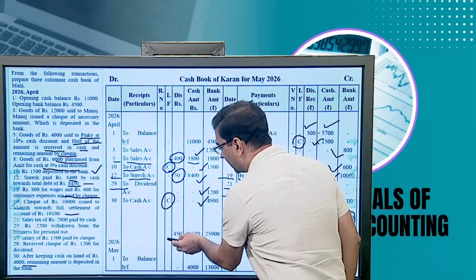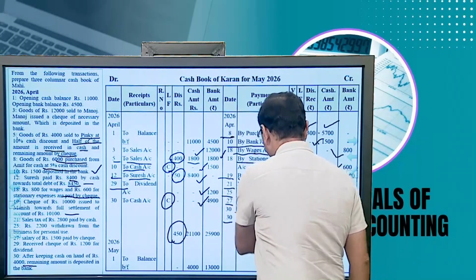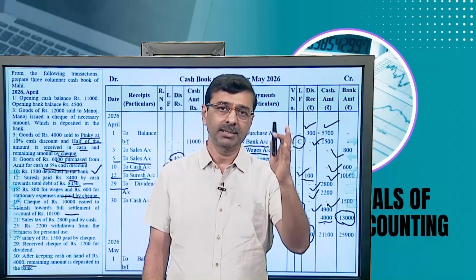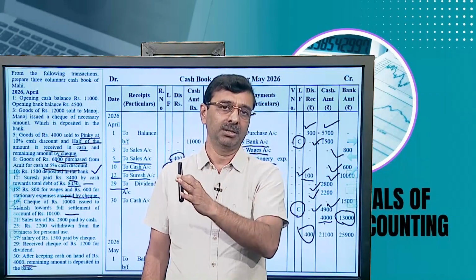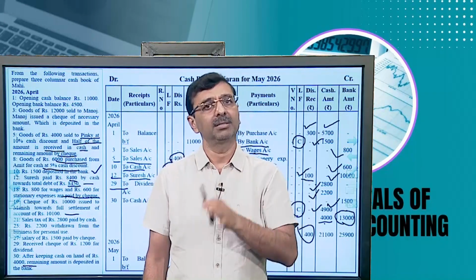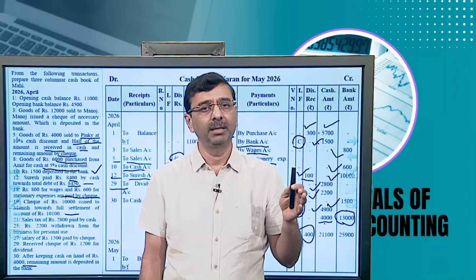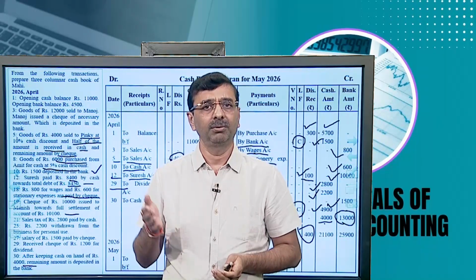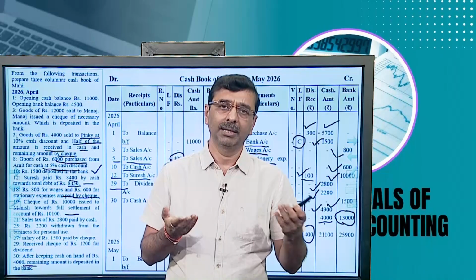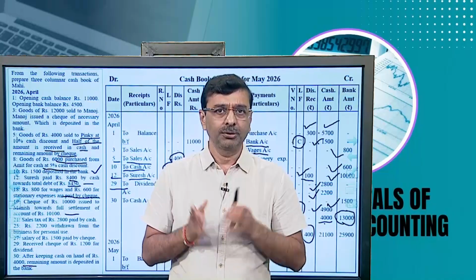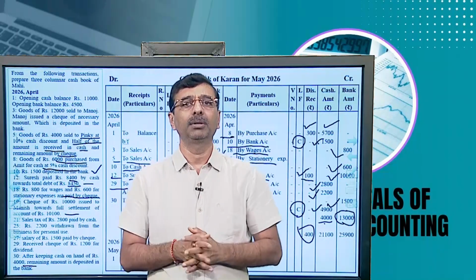The discount allowed and discount received balances will both be transferred into the ledger accounts, the discount allowed account and discount received account of the specific month. Discount allowed will be considered as a debit, and discount received in the ledger account will be considered as a credit. Both are actually treated in the ledger as an expense and an income. So this is the way to prepare a 3-columnar cash book.